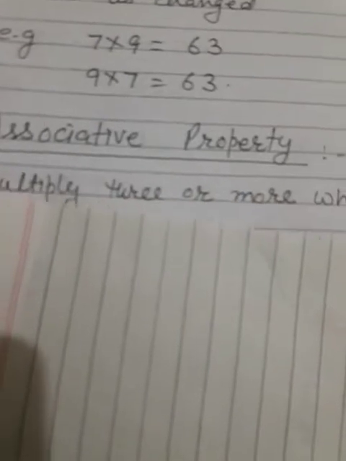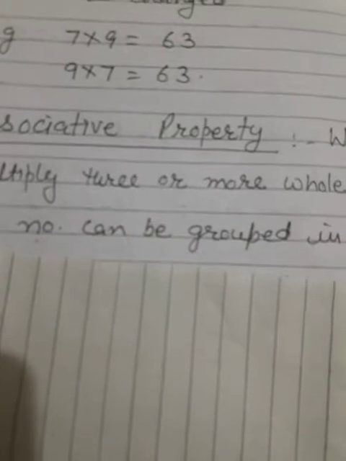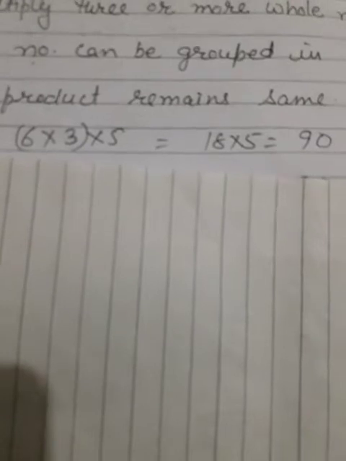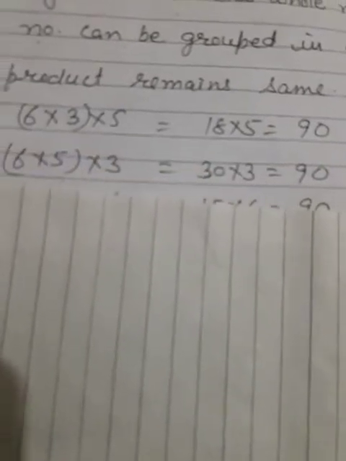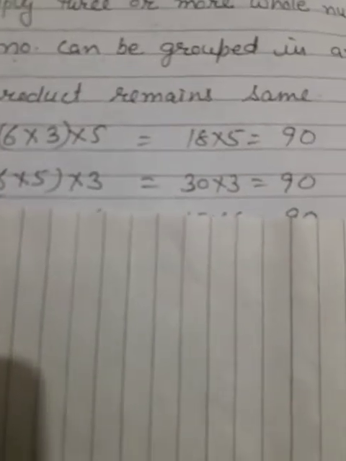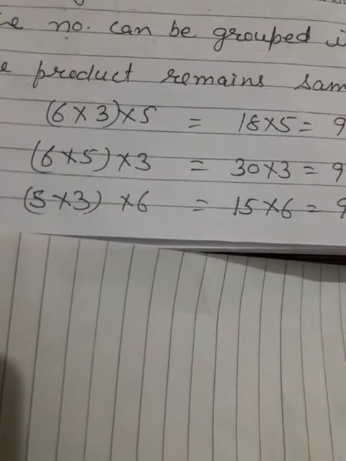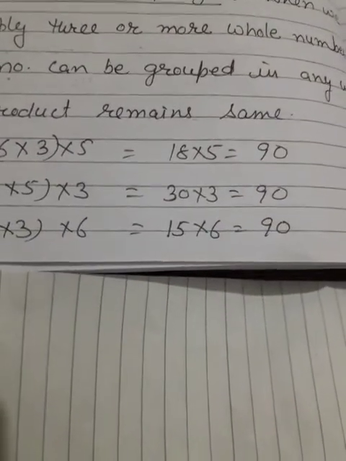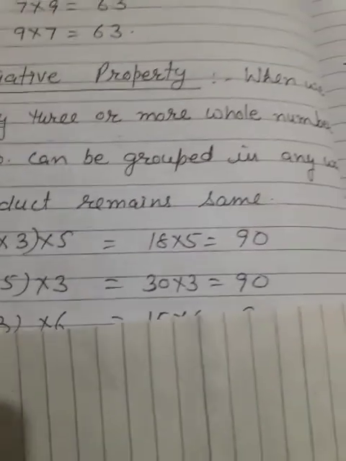Then the associative property. Again, when we multiply three or more whole numbers and group them in any way, the answer will remain the same. You can see from the example 6 multiplied by 3 multiplied by 5. Here 18 multiplied by 5, 90 is coming. Again a different group: 6 multiplied by 5, 30, and multiplied by 3, 90. Then in the second group, 5 multiplied by 3, 15, multiplied by 6, so 90. So from this it means if we write it in any way, the answer is the same.